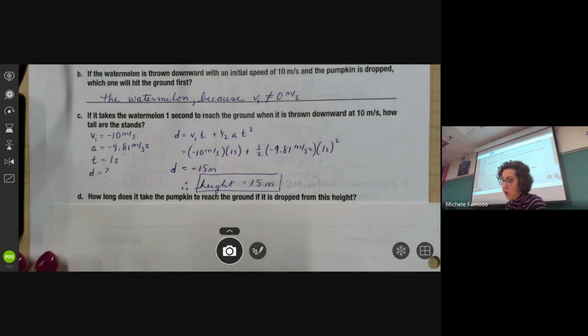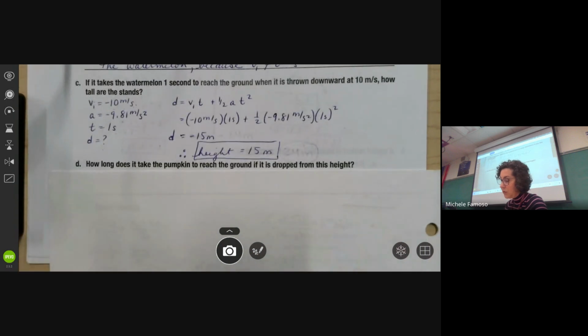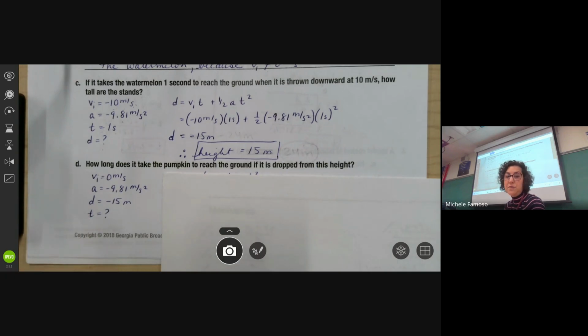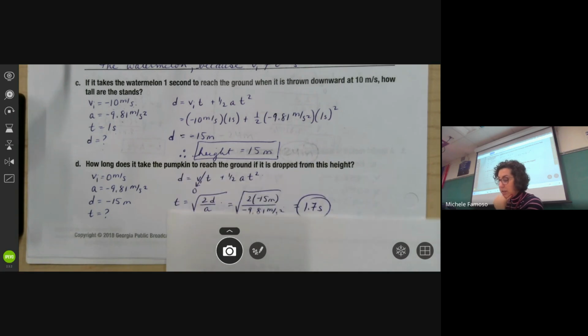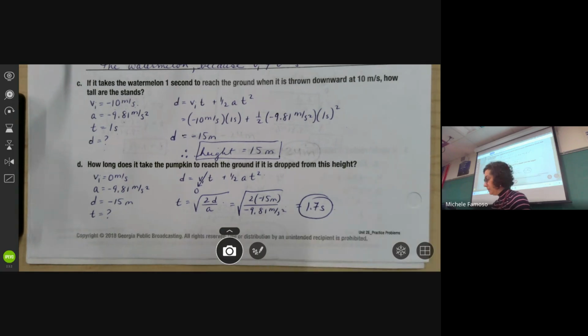How long does it take the pumpkin to reach the ground if we drop it from 15 meters? So here are your givens, your VI, your A, your D, and your T. It would take it 1.7 seconds to reach the ground if you just drop it. Okay, any questions through page 12 so far? Yes, Khalees?